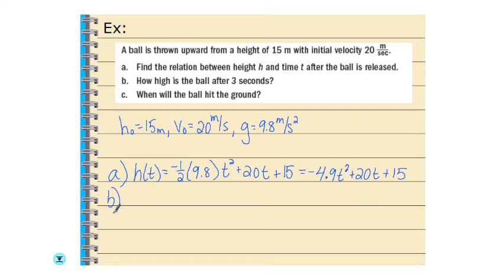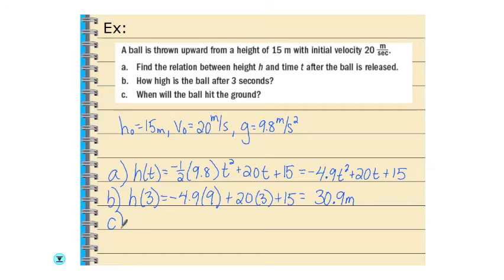So in part B, it wants to know how high is the ball after 3 seconds. So all we have to do is find h of 3. So we just plug in 3. So we get -4.9 times 3 squared, which is 9, plus 20 times 3, plus 15. So doing some calculations, our final answer should be 30.9 meters. And so remember, since this is a word problem, we definitely want to put our units on.